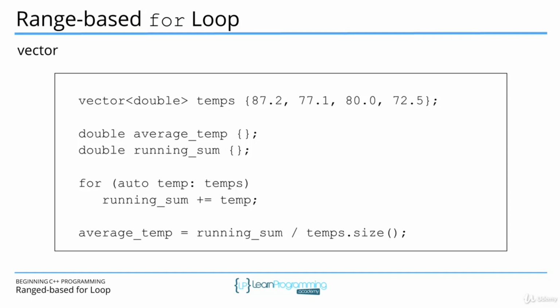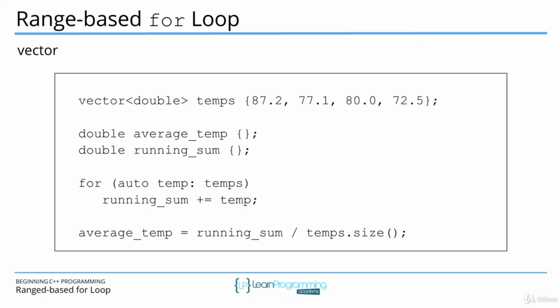That's it. Notice the for loop and how simple it is. It's saying loop through the temps collection, and each time through, assign a temperature from the vector to the loop variable temp, which the compiler deduces to be a double. We add this to our running sum. Then when the loop is done, we perform a simple division to get the average.